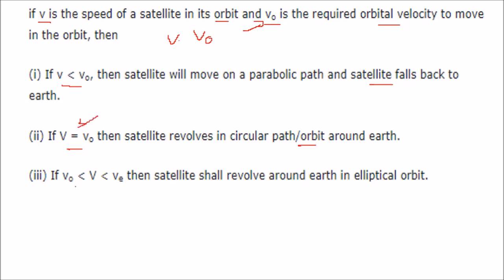But if V is between VO, that is the orbital velocity, and one more velocity, that is the escape velocity, the satellite shall revolve around the Earth in an elliptical orbit. So it depends on both the velocities whether it is going to take the circular path or the elliptical path.